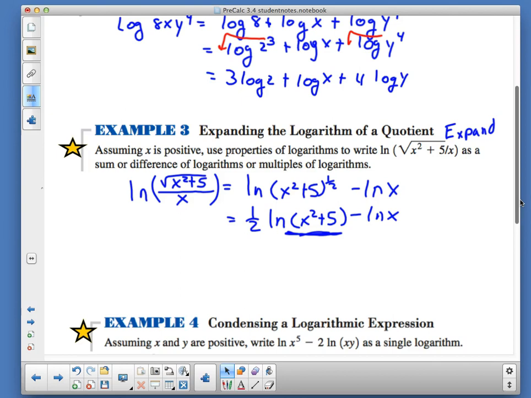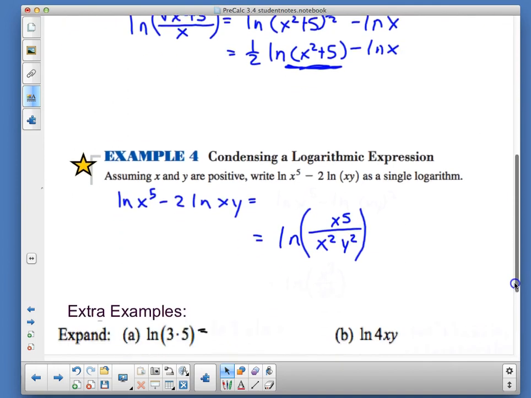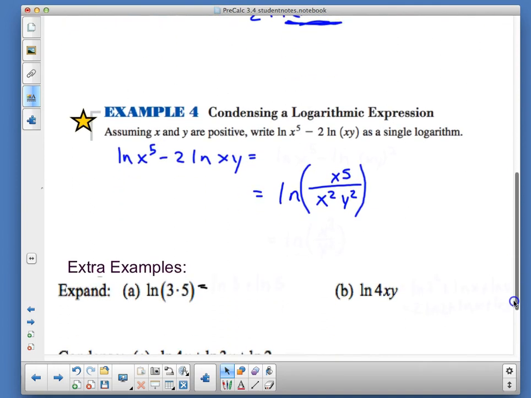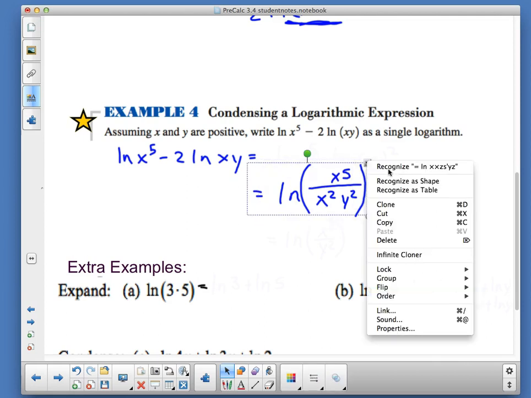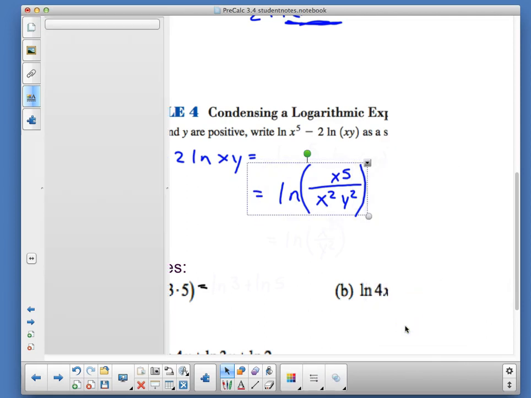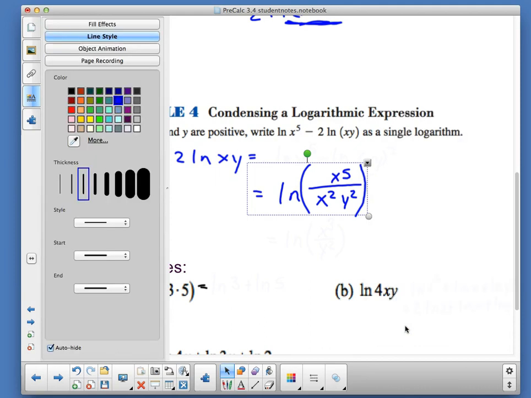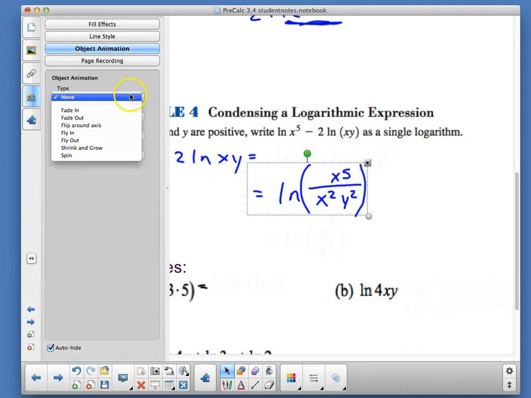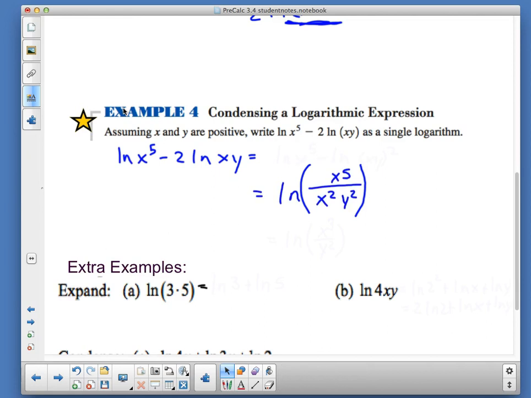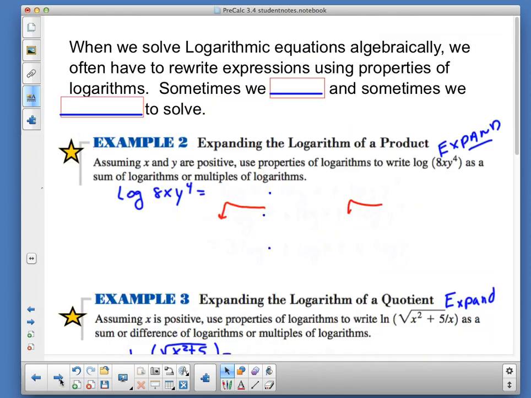Now, condensing is just the reverse. And gee, I'm just going to have it done for you, apparently. I thought I had it all cleaned up and everything, so we're just going to talk about it real quick. Things are never working when I want them to. Okay, so let's go back and we'll come back.